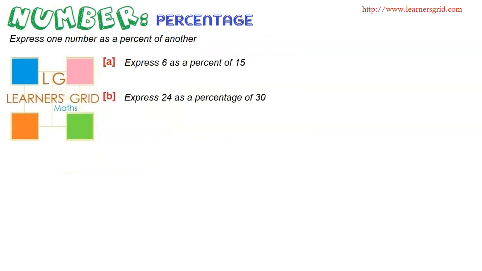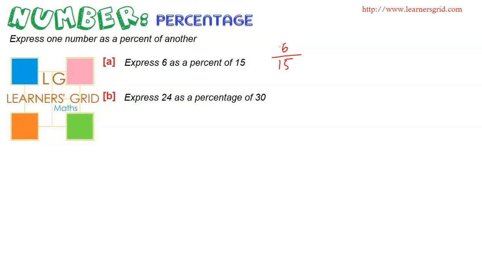Let's look at question A. It says there, express 6 as a percent of 15. So first thing you need to be able to do is to convert this kind of information into a fraction. So 15 is the total and 6 is the part of that total. So it becomes 6/15. And from this point, you've got a number of options about the way you can approach this question and solving it.